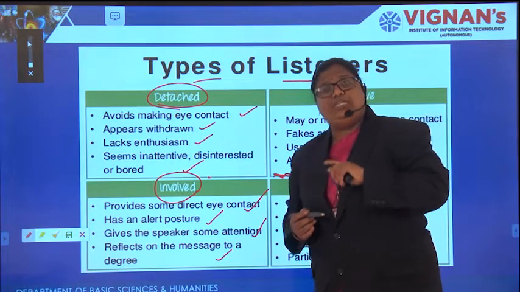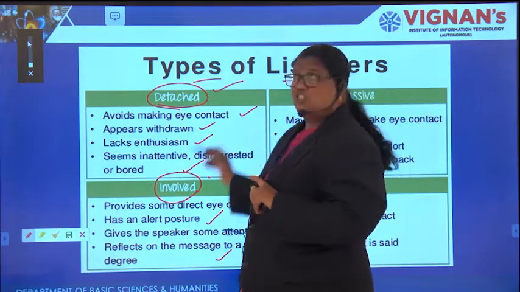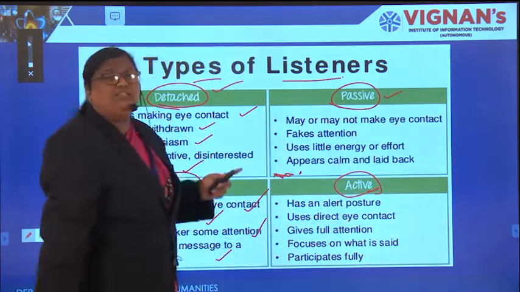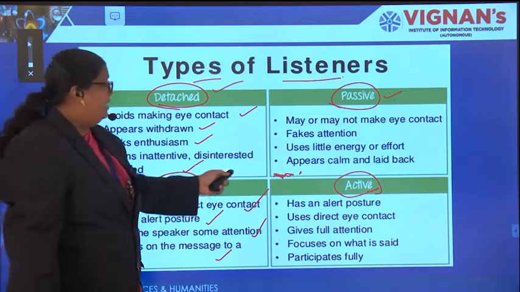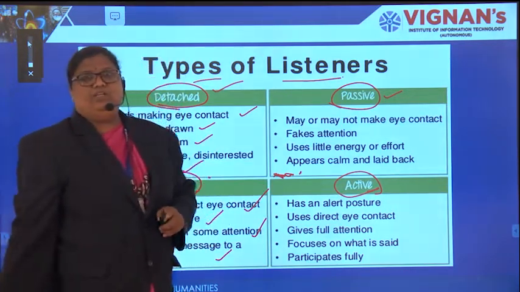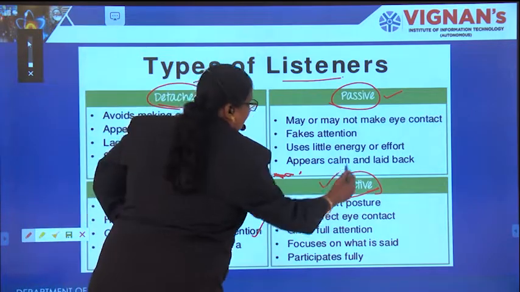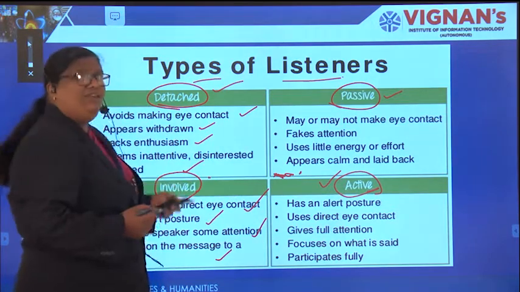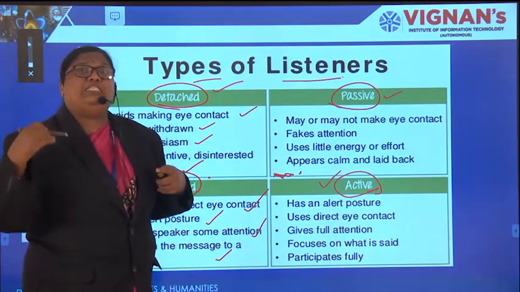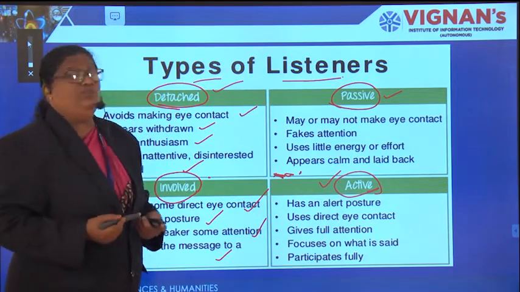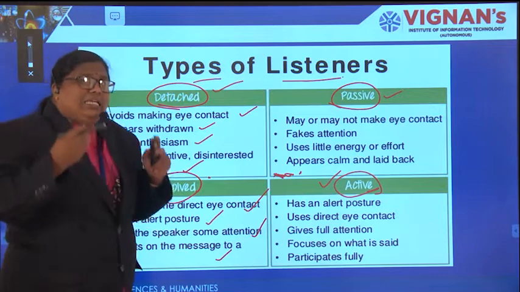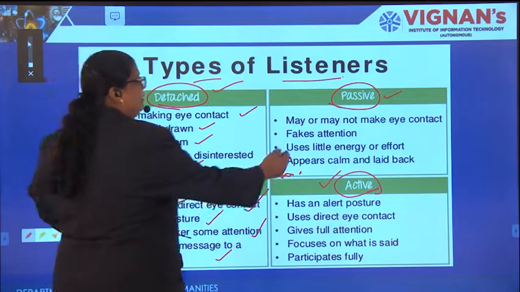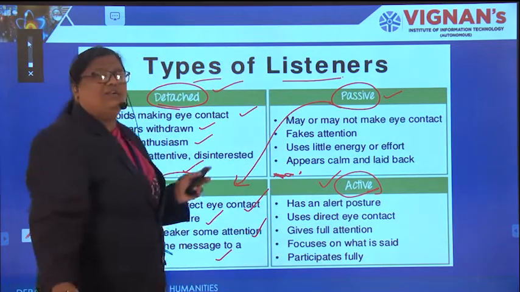So how many types of listeners have I mentioned here? The first one is detached, the second one passive listeners, the third one involved, and the fourth category is active. Active listeners, whether the teacher says or not, definitely will be active. Involved listeners have the mindset to participate and will definitely try to get involved. Coming to passive listeners, they keep some effort. If the activity is a little bit interesting, these passive listeners will become involved listeners.